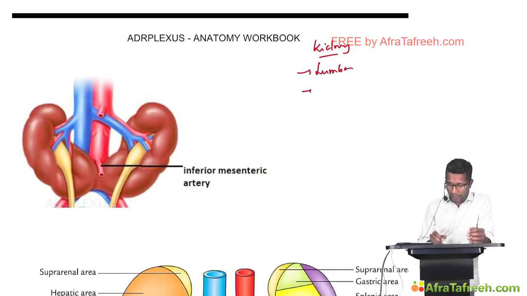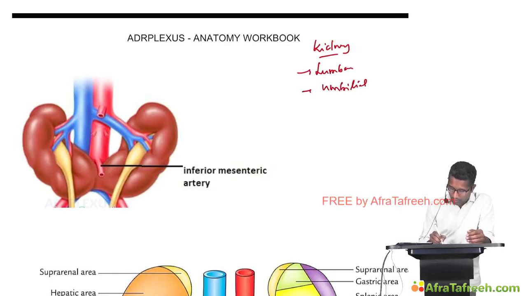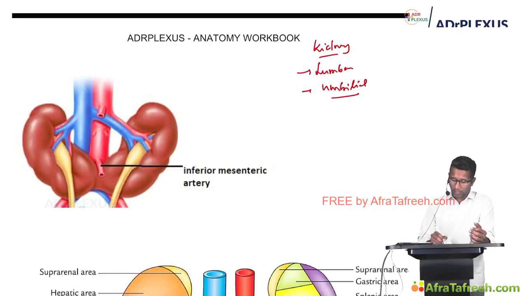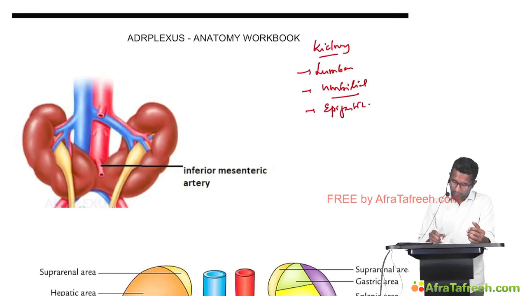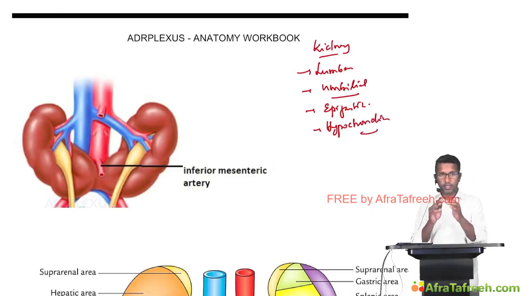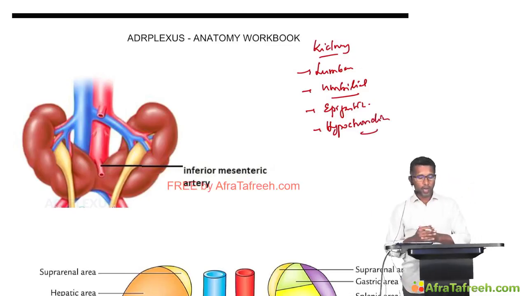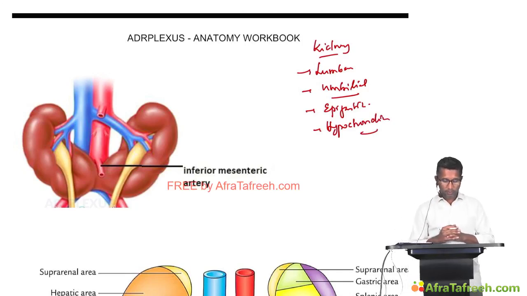It also extends a little bit into the umbilical region. It enters into the umbilical region, and it is also related to the epigastric region a bit, and to the hypochondriac region. So the kidney is just related to these quadrants of the abdomen.